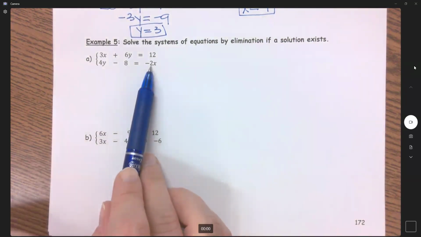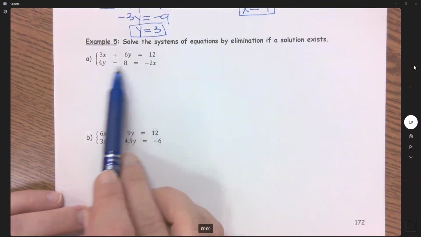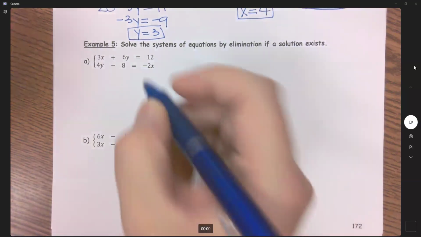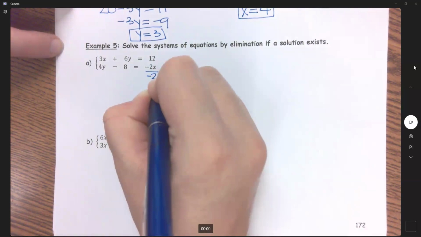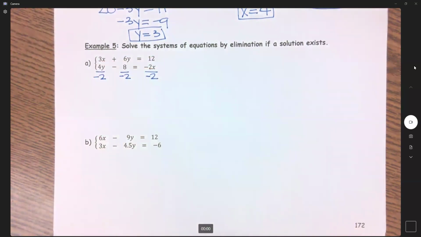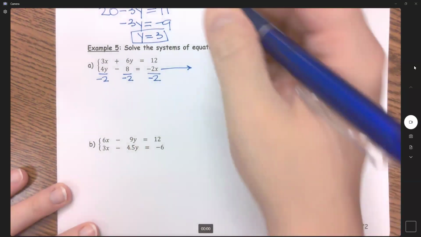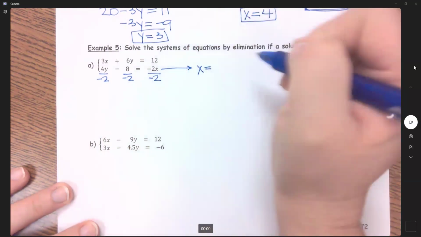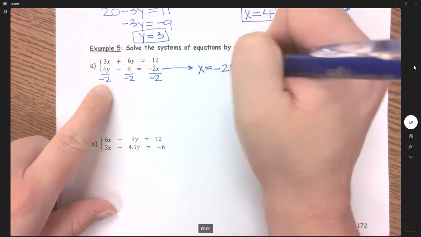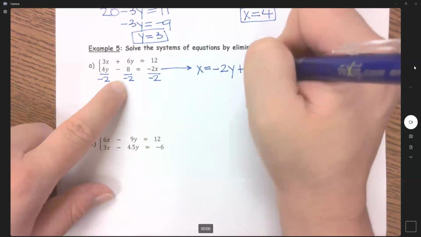To get x by itself, I need to divide by -2, and 2 is going to be divisible into 4 and 8. So I can easily solve for a variable. So if I divide everything by -2, this equation here becomes x equals 4 divided by -2 gives me a -2y, and -8 divided by a -2 is a +4.